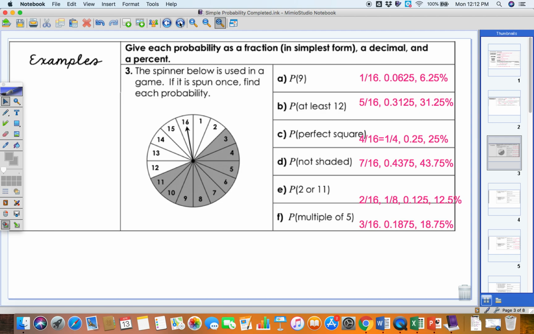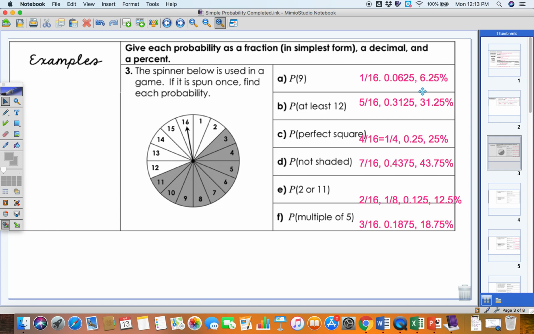So here, the spinner below is used in a game. If it is spun once, find each probability. And so we're going to write the probability, that's the P, of our desired event, that's the 9 in parentheses. So when we look at this, we have 9. It occurs 1 time. So 1 over 16, because there are 16 possible outcomes. Then when we write that as a decimal, it is 0.0625. When we write that as a percentage, it's 6.25%.